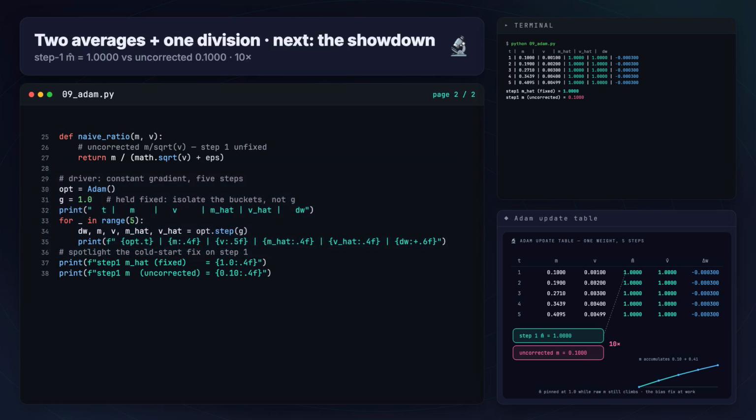Run it and you get 5 rows. Step 1's corrected M of 1.0 towering over the uncorrected 0.01. The gap shrinking every row until they nearly touch. That's Adam in one table, momentum, RMSProp, and the little division that saves the cold start. Next episode we stop looking at one weight in isolation. Same problem, 4 optimizers, SGD, momentum, RMSProp, and Adam. Racing on the same loss, the showdown.